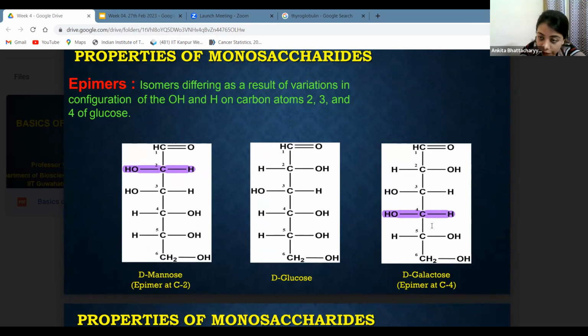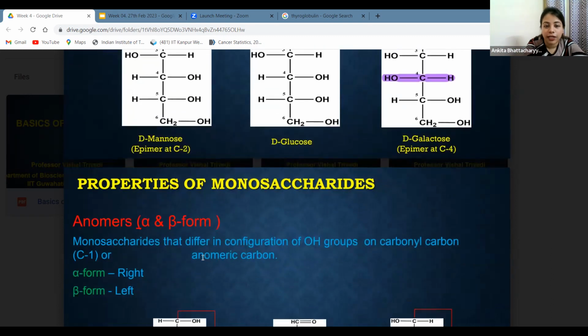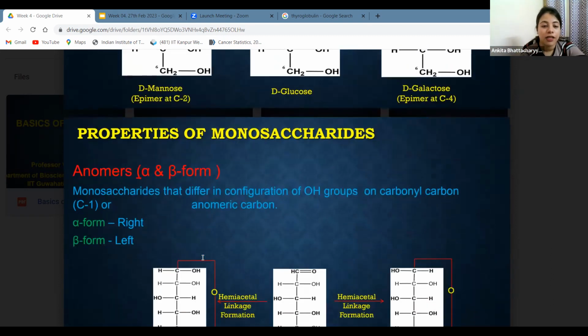So epimers are isomers of the same sugar molecule, but where they have a difference in the OH and H configuration at the second, third, or fourth carbon atoms of glucose. For example, here if you look at just the formula of the compounds, it's the same, right? It's just how they are linked to the carbon when you demonstrate the Fischer projection. You see OH and H on the second carbon are oriented differently in these compounds. So these are epimers of each other. That's the differentiating factor between these molecules.